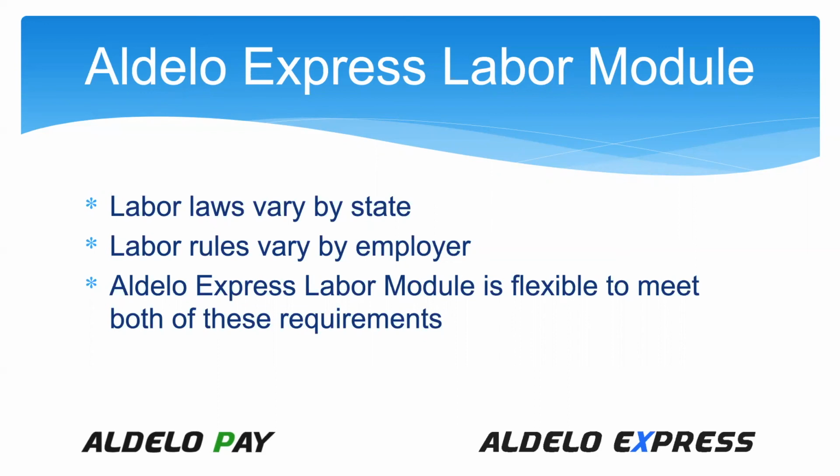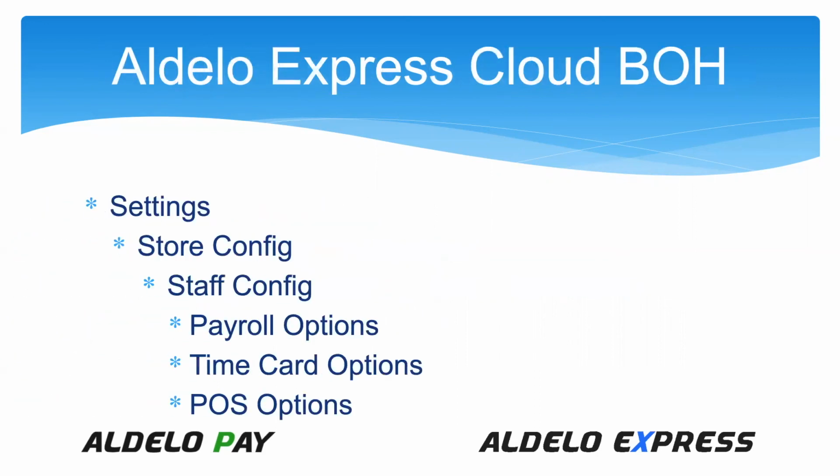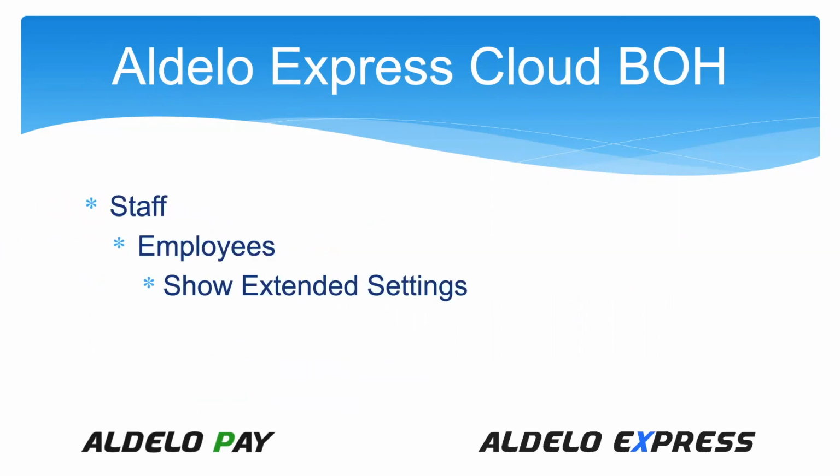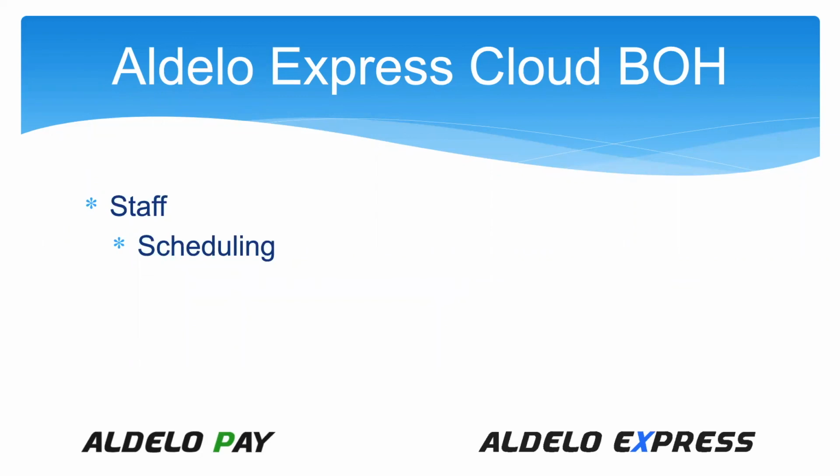So how do you set this up? Well, in the back office cloud, you go to settings, store config, and then there's one called staff config. Then payroll options, time card options, and POS options. We'll go into those here in a minute. Then you go to staff. Employees, you enter the employees there, you enter the base information, and then show extended settings to get into a little more of the HR type thing that you're going to need to do. Then you go to staff, and then there's a scheduling tab, scheduling section. I'll show you here in a minute how easy it is to create that schedule.